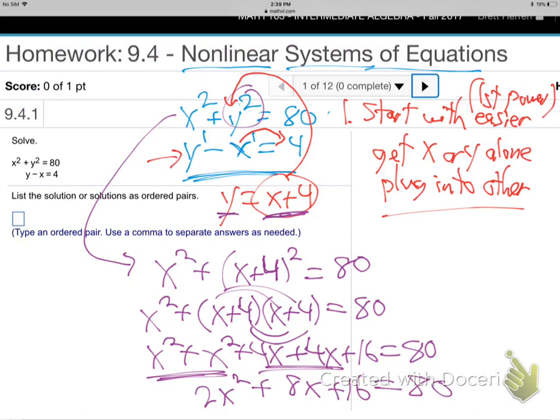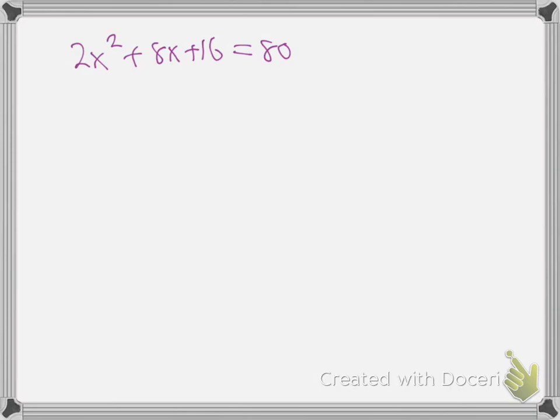Is that good to there so far? Is that making sense? I got y alone in the easier equation, plugged it into the harder equation, and now I've got to solve this for x. What am I going to do to solve for x there? Yeah, subtract, got to get a 0, huh? Whenever we have x squared, we always have to get a 0. So subtract 80 from both sides.